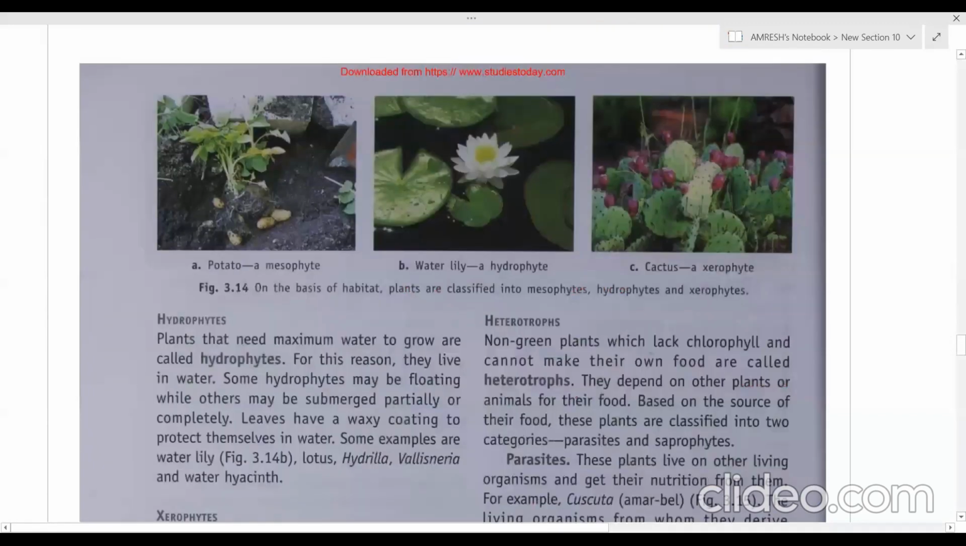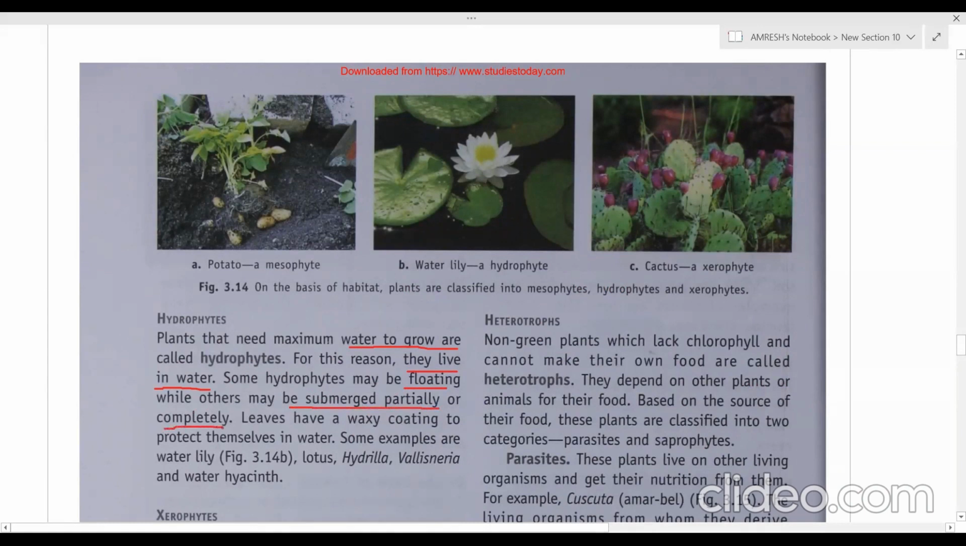Next is, sorry, hydrophytes, the plants that need maximum water to grow. They grow on water specifically, so they live in water. Maximum water चाहिए उन्हें. Hydro means water. They need maximum water for growth, so they live in water. They may be floating in water, or some may be submerged partially or completely in water.